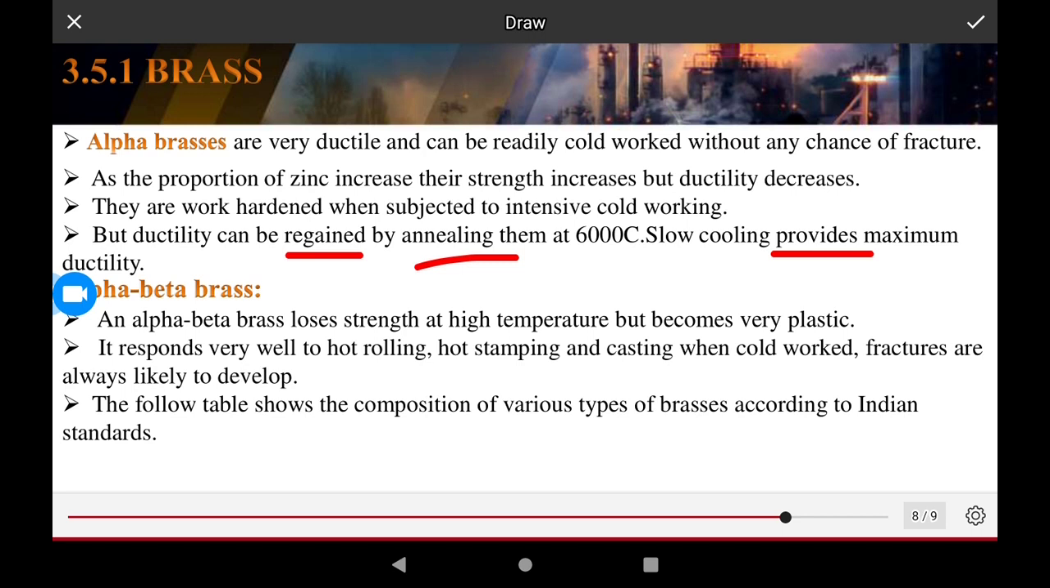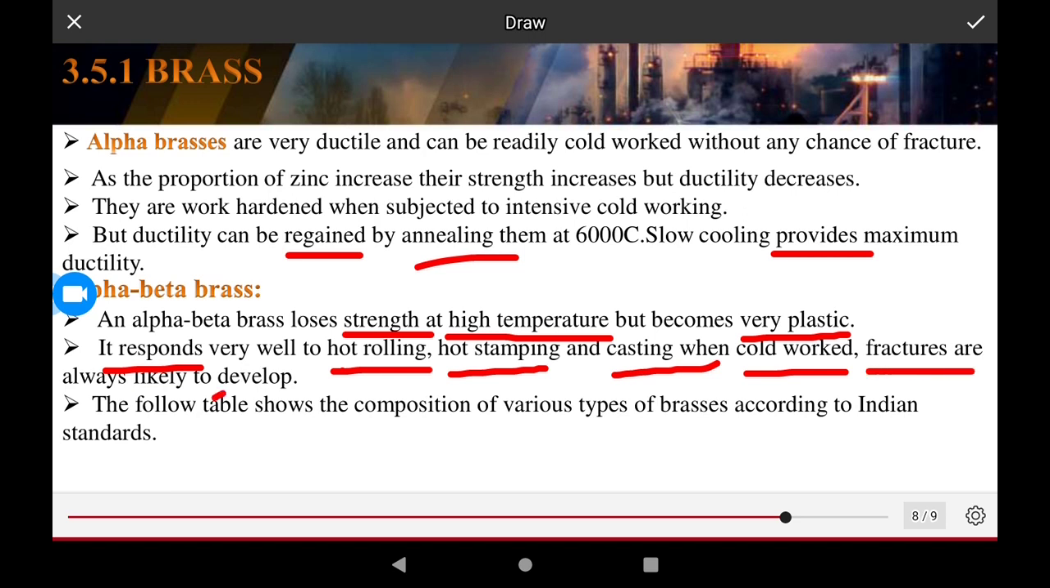Alpha-beta brass loses strength at high temperature, but because it is very plastic, it responds very well to hot rolling, hot stamping and casting, whereas in cold work, fractures are always likely to develop. The following table shows the composition of various types of brasses according to the Indian Standard.